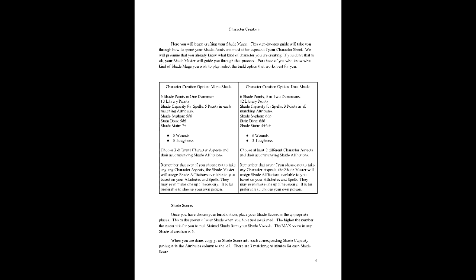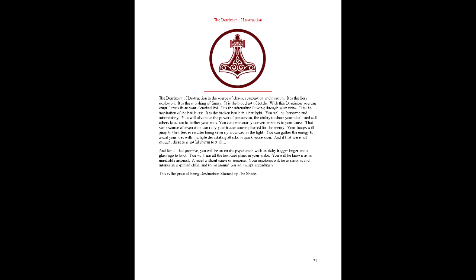Now, shade scores determine how easy it is to pull power from shade vessels, and this is listed as 5 for Destruction's 3 attributes, Chaos, Combustion, and Passion. On the other hand, attributes are increased by library points, which are capped with the aforementioned shade cap. In our case, we'll go with 5 in Combustion, 3 in Passion, and 2 in Chaos.